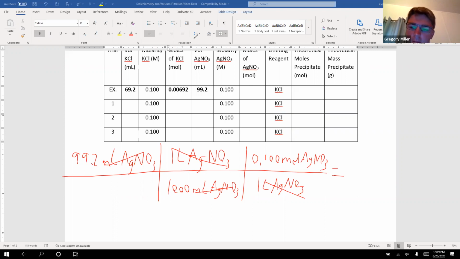And we'll get 0.00992 moles of AgNO3. 3 significant figures. Don't worry about those. So this should and does have 3 significant figures.